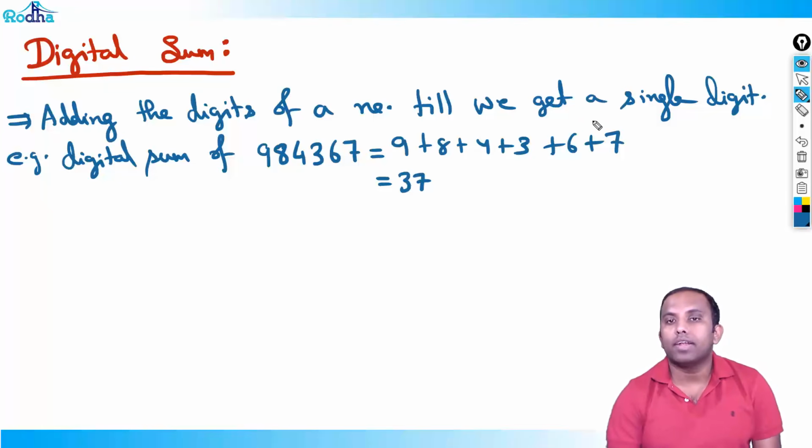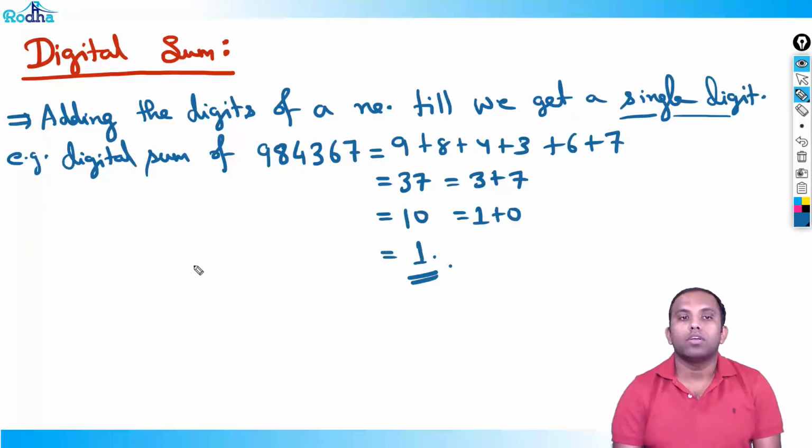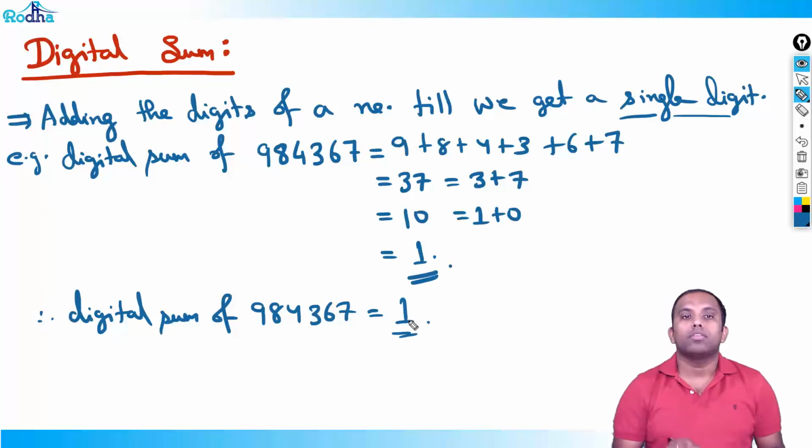Adding the digits till we get a single digit. 37 is again 3 plus 7, which equals 10. Now 10 is again not a single digit, so again I'll add it: 1 plus 0 is 1. So this is a digital sum. Therefore, the digital sum of 984367 is equal to 1.